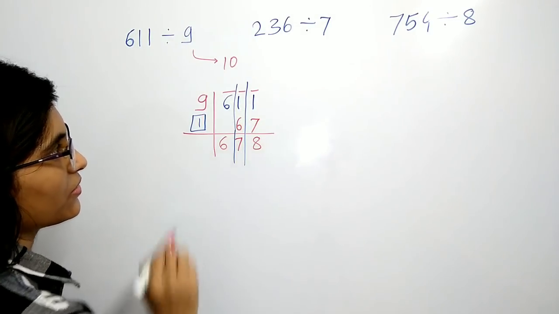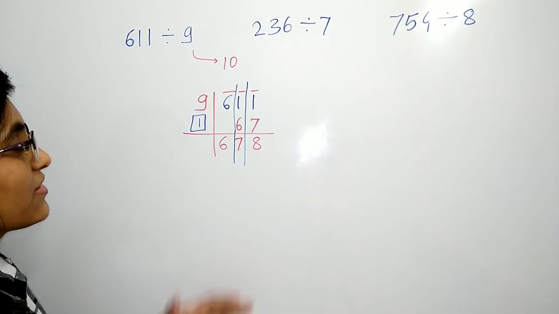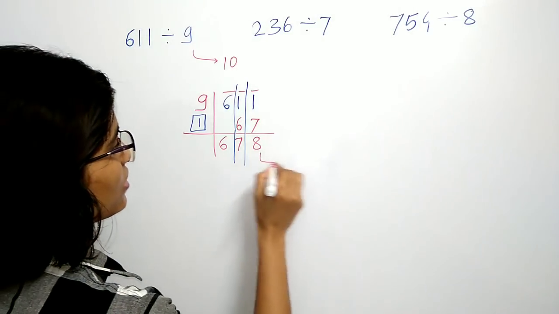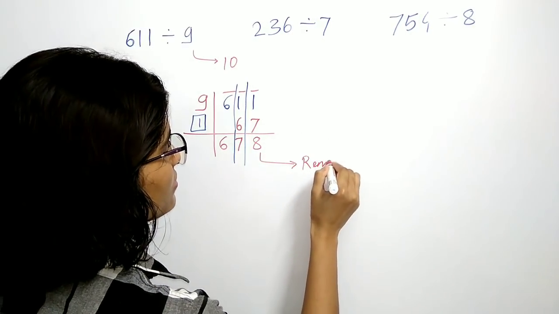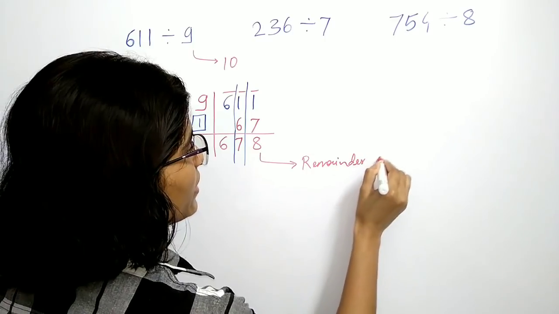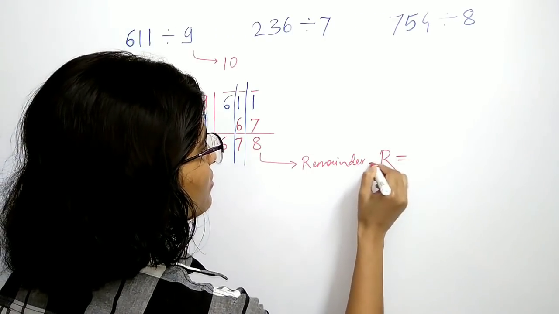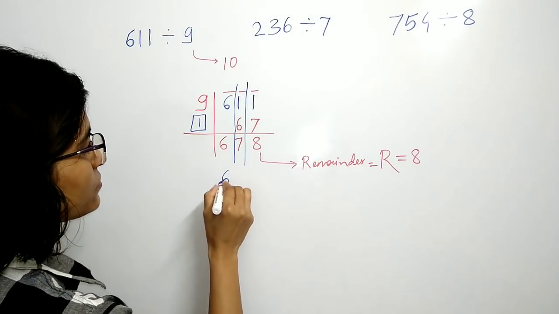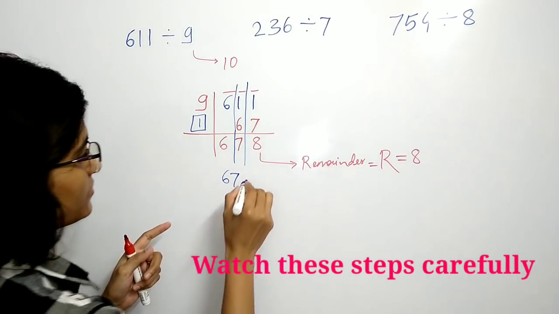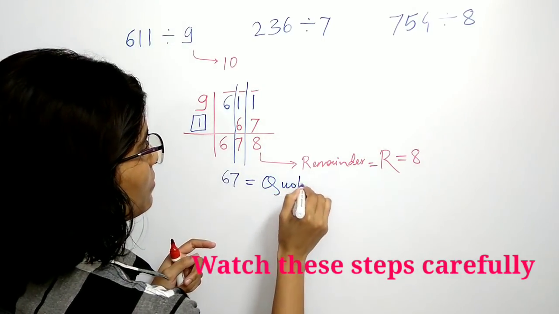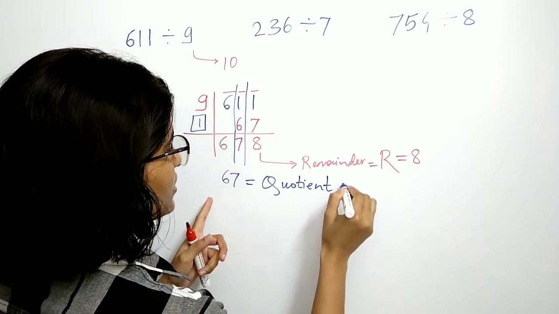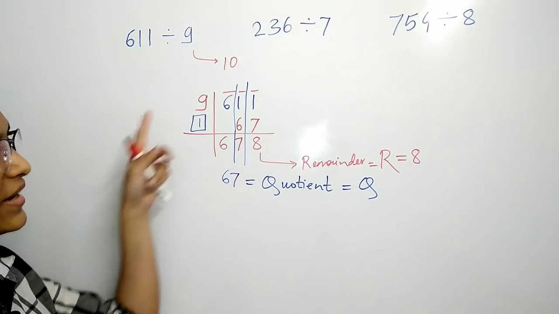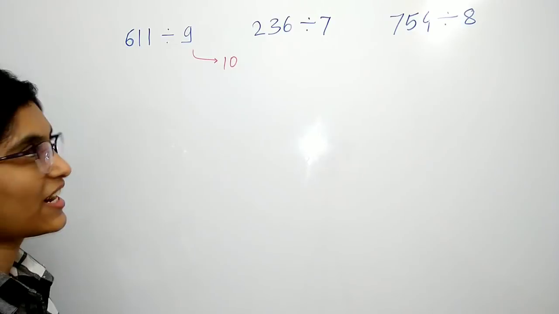We have 8 here. Now just remember that this last column is always there for the remainder. So this is the remainder. I will denote it by simply R. So here R is 8 and this 67 is our quotient. The quotient, that is Q, I will denote by Q. Q is 67 and the remainder is 8. Now let's try another one.